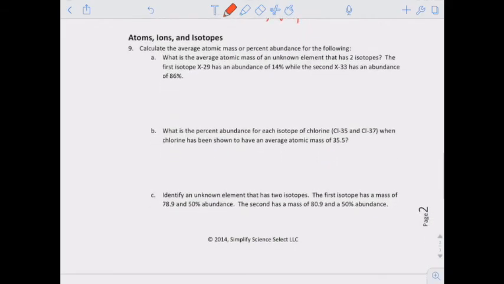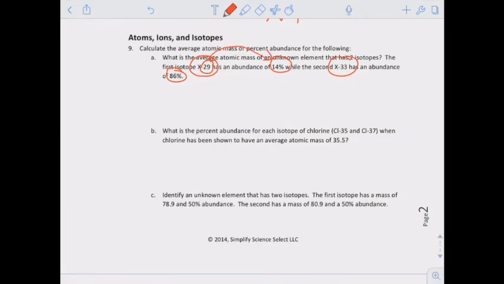Moving on to atoms, ions, and isotopes. Calculate the average atomic mass or percent abundance of the following. It says, what is the average atomic mass of the unknown element that has 2 isotopes? So our unknown is just X, that doesn't matter. It's just an unknown. We have X29, which is 14%, and then X33, which is 86%. And so all we do is, this is the mass number. We multiply it by the percent and add them together.